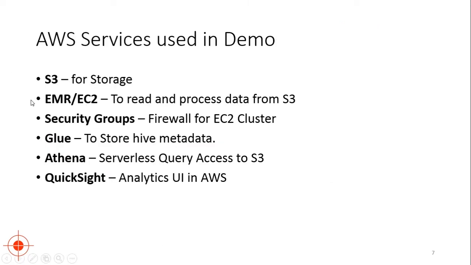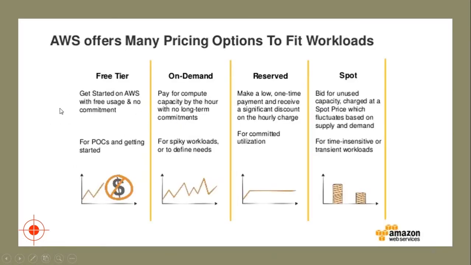The S3 for storage, EMR or EC2 to read and process data from S3, security groups as a firewall for EC2 or EMR cluster, Glue to store Hive metadata, Athena to query data from S3, and finally QuickSight to show reports using Analytics UI. Here are the different types of pricing for EMR or EC2. We must know this before we initiate an EMR instance as to how costly it will be.